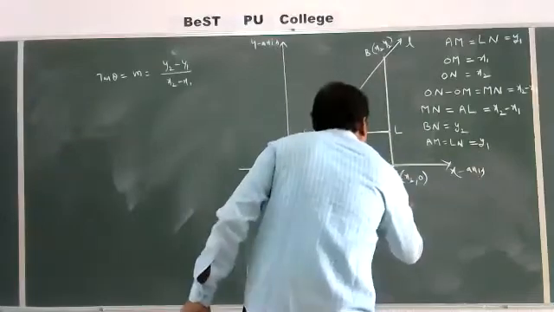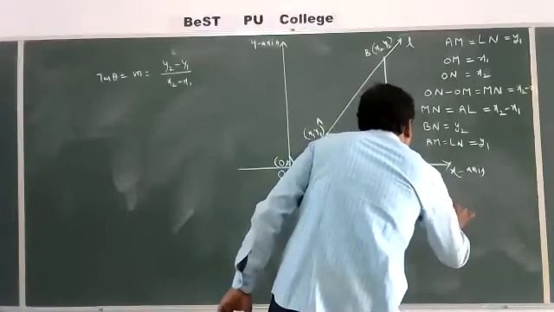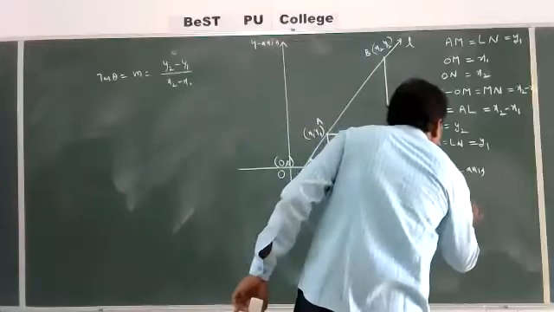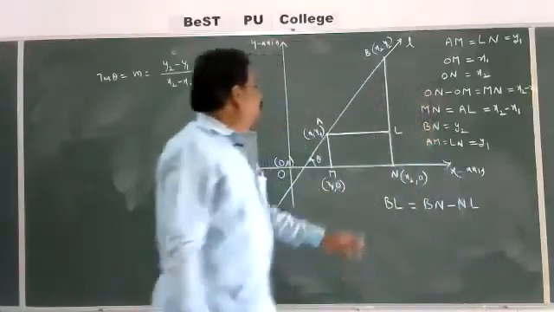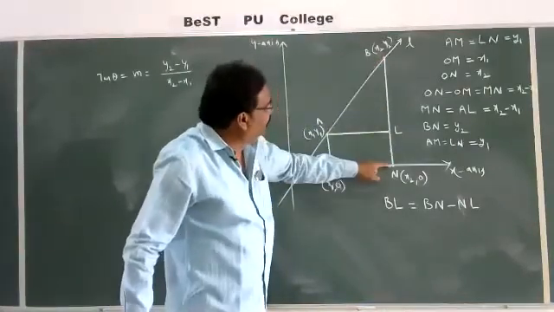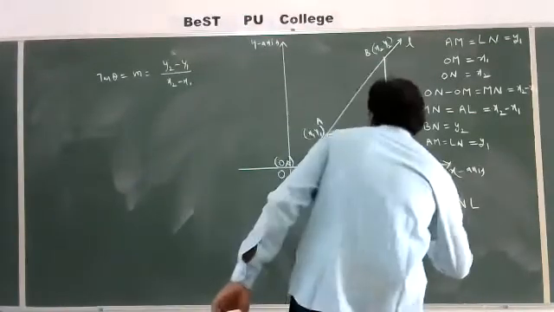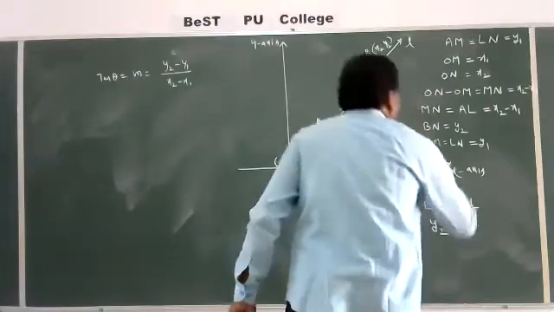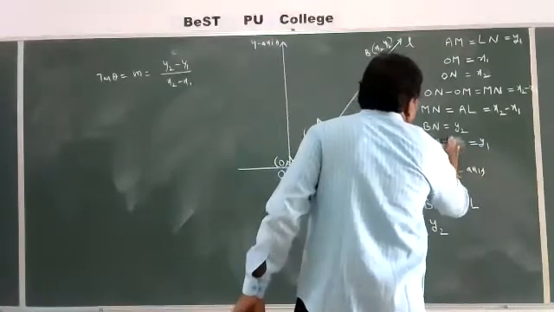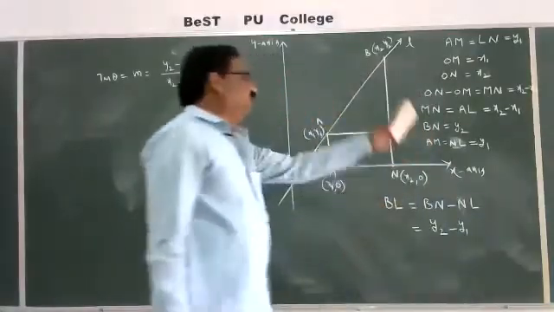So BL, here observe this. BL is equal to BN minus NL. We require BL. BL is equal to BN minus NL. That is, BN is what? Y2. BN is Y2. NL is Y1. That is Y2 minus Y1.